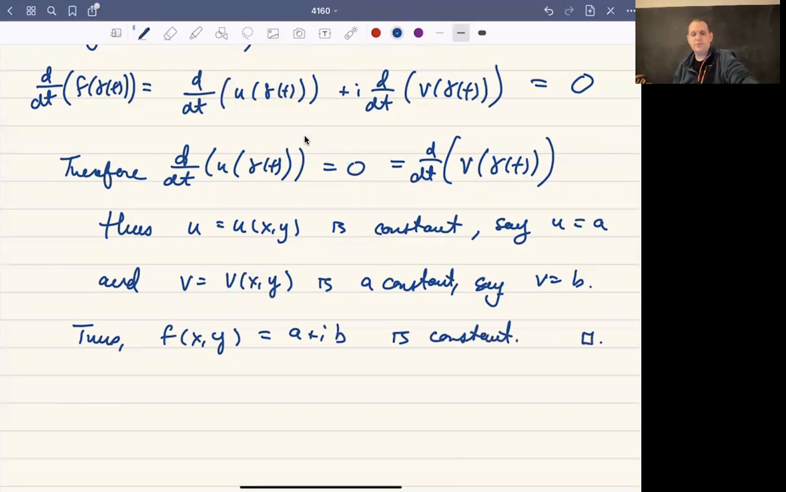Okay, and there we go. That's the proof. So it turns out that even when we're talking about complex derivatives, if we have a function whose derivative is 0, as long as we're talking about an open connected region, then that function must be a constant function.